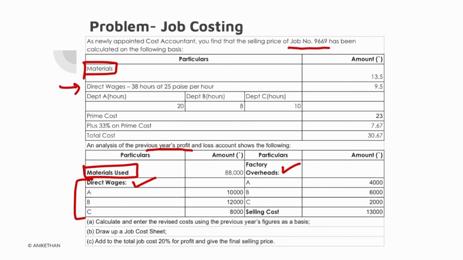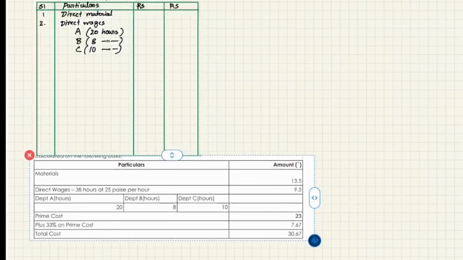So here the job number is 9669 and all the data you have to use. Here prime cost or the material cost and the department hours are given. They will go directly because they are used for the job. But the total amount of direct wages and the factory overhead, whatever is given, that you have to use in calculation of overhead. Here plus 33% on prime cost is given. That is not the right way to calculate. You have to solve the job cost sheet with the job cost sheet pro forma.